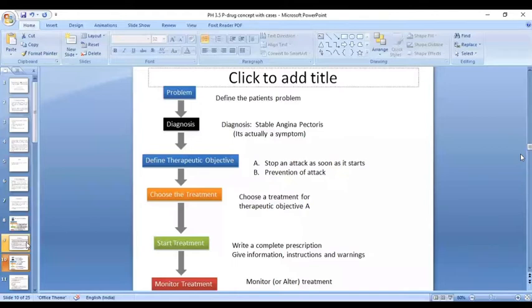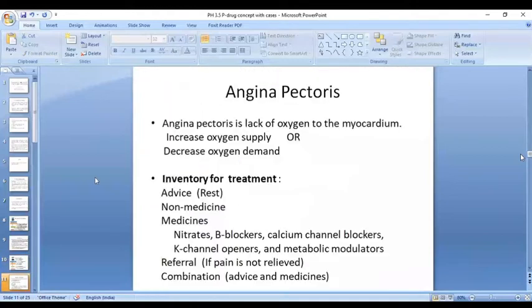Now, briefly about our problem: angina pectoris, as we understand, is a lack of oxygen to the myocardium. So what we want to achieve for this patient is a decreased oxygen demand or an increased oxygen supply. Now, what can we do in this case? Either we can advise the patient to rest, but it won't be so, because whenever he is exerting, even minimal exertion will lead to these symptoms. Then there could be non-medicine advice, or something else if you want to prescribe for this patient.